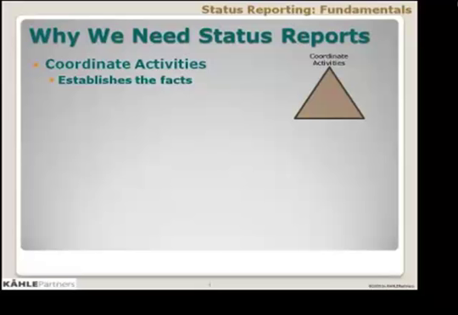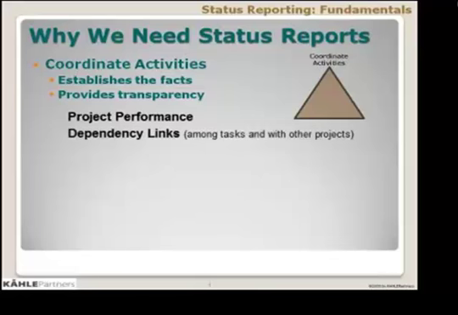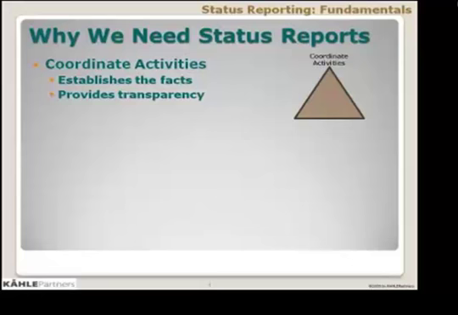The second thing that the status report does here is it provides transparency. It provides visibility into the performance of the project, the dependencies of the project with other projects, as well as dependencies of tasks inside the project. And it also gives a view into the nature of the issues that the project is wrestling with. Quite often folks may be able to see that the schedule is not being met or there's muttering about how things are going, but they really don't understand what the issues are. Well, the status report is that vehicle for providing visibility into the nature of the issues that are affecting the project.